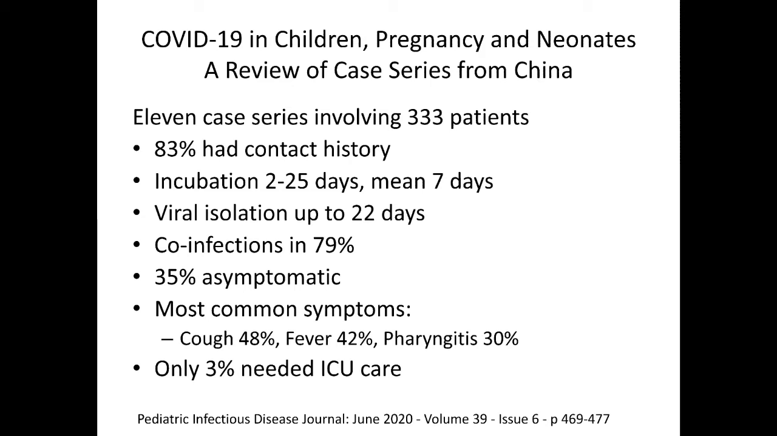They were able to isolate virus in respiratory secretions up to 22 days by PCR. It's not always clear if that's viable virus or not. And up to 30 days in stool, and it's certainly not clear if that represents viable virions either. But a significant proportion were asymptomatic. The common symptoms were cough, fever, and pharyngitis, but a host of other symptoms were seen as well, especially among children that were not that sick. A very small number needed ICU care.